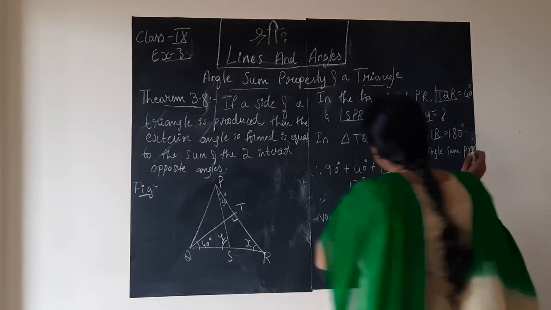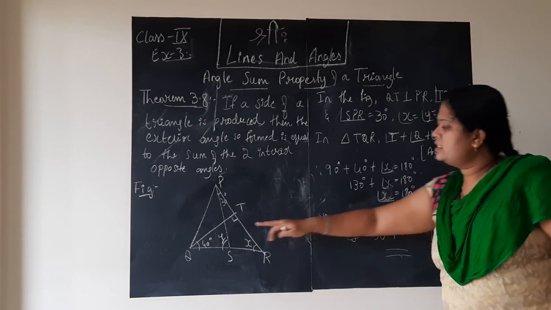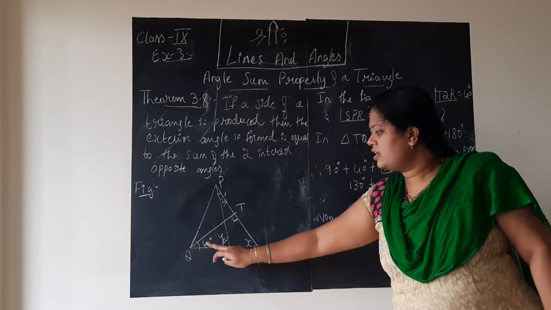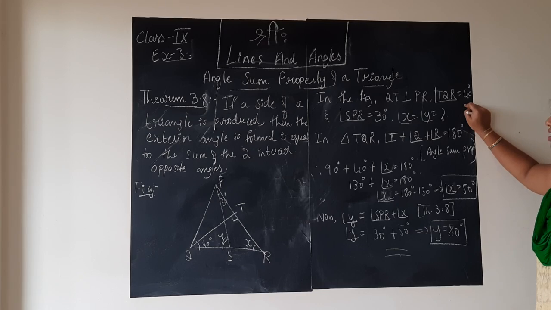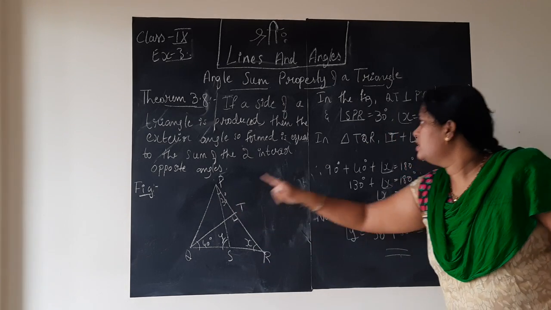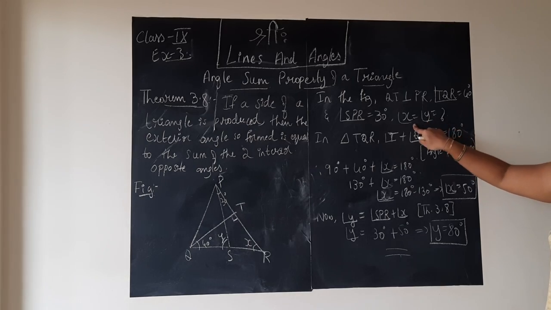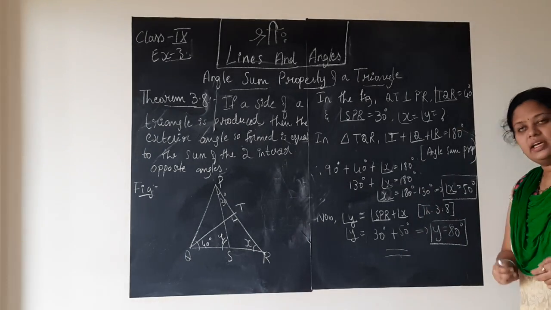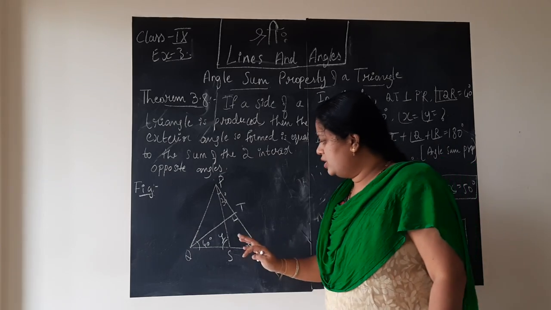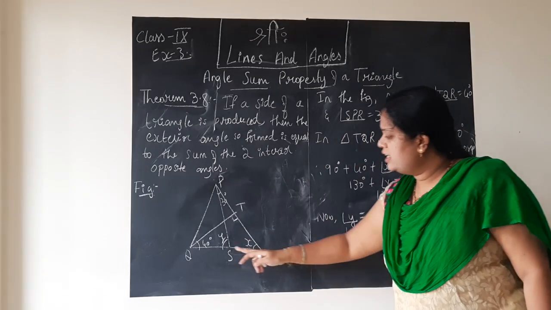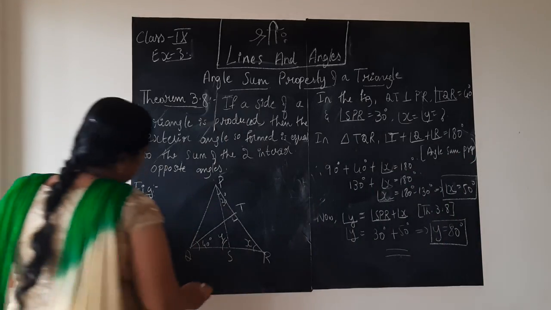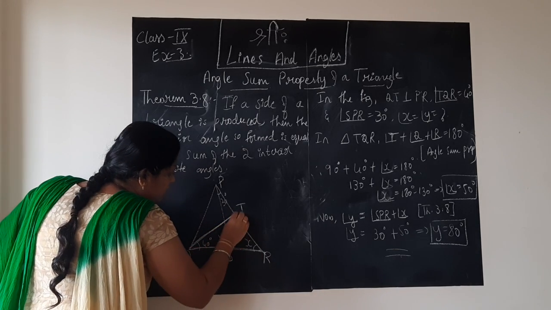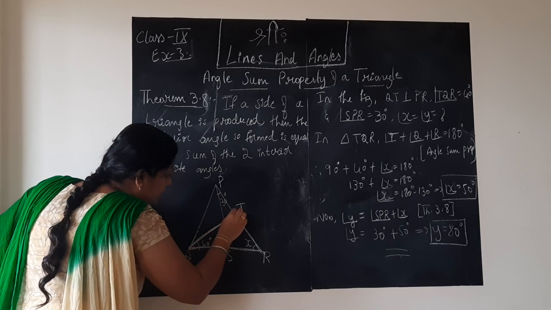So how do we do it? In the figure, QT is perpendicular to PR. Also given, angle TQR is 40 degrees and angle SPR is 30 degrees. We need to find angle X and angle Y, meaning we need to find out what these angles are. In order to do that, children, where are these angles X and Y present? In this part. Yes, no? X and Y are present here, so we shall consider this triangle only for the time being.